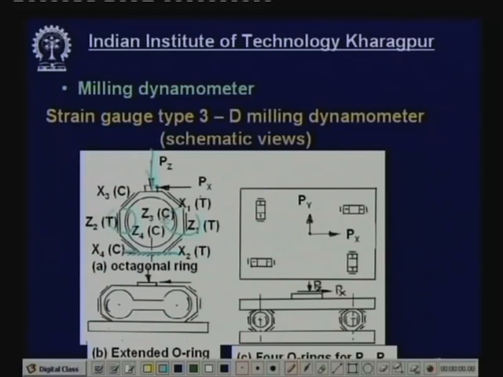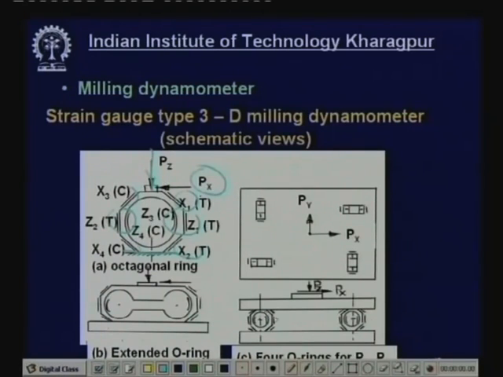Mount 4 strain gauges here. Say Z1, Z2 under tension, Z3 and Z4 under compression, for Pz. Then you complete the Wheatstone bridge and measure it. For Px, there will be tension here and there, and compression here and here. So 4 gauges X1, X2, X3, X4, when connected to the Wheatstone bridge, will give you the Px.